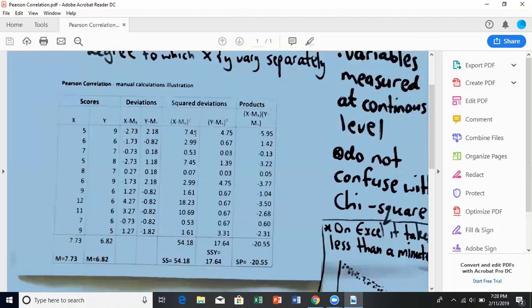So if you multiply two negative numbers, it becomes a positive. So you do that for minus 7.3 times the same number. So you're going to get these numbers. And then we add that. So this is the sum of squares for x. And then you do that for y. This 4.75 is coming from 2.18 times 2.18.